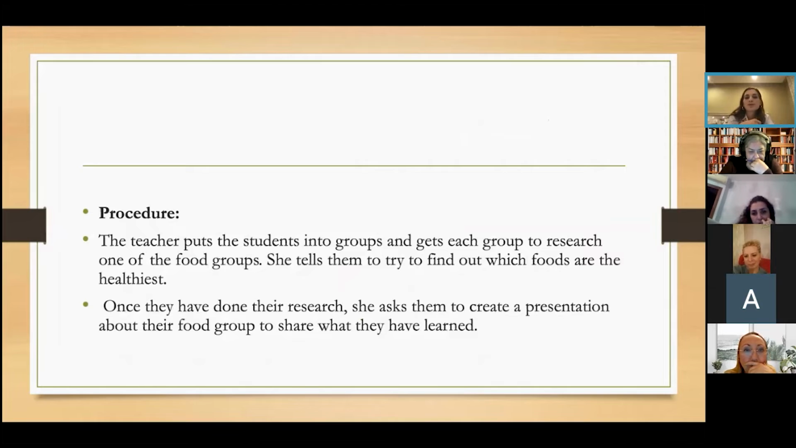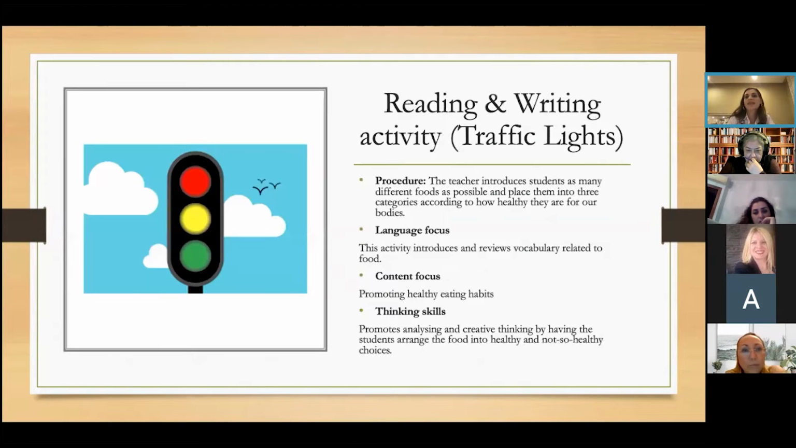The teacher puts the students into groups and gets each group to research one of the food groups that they have learned in the warm-up activity. She tells them to try to find out which foods are the healthiest ones. Once they have done their research, she asks them to create a presentation about their food group to share what they have learned. The next activity fosters reading and writing skills.